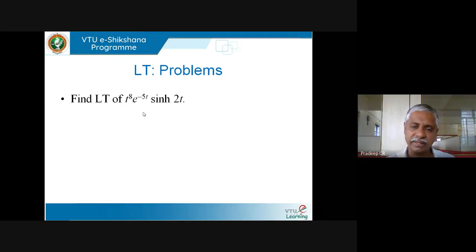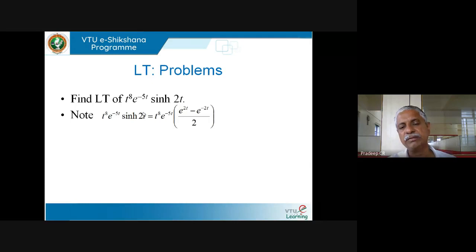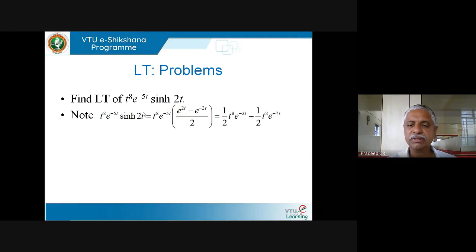So I'll show you how I have done it here. So t power 8 e power minus 5t sine hyperbolic 2t is nothing but t power 8 into e power minus 5t into the definition of sine hyperbolic 2t, which is e power 2t minus e power minus 2t by 2. So let's expand this. So this is nothing but half t power 8 e power minus 3t. Please note here, e power minus 5t and e power 2t will become e power minus 3t. And the same e power minus 5t and e power minus 2t will become e power minus 7t. So I should be able to find the Laplace of this without differentiating 8 times.